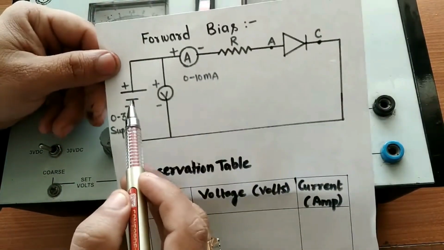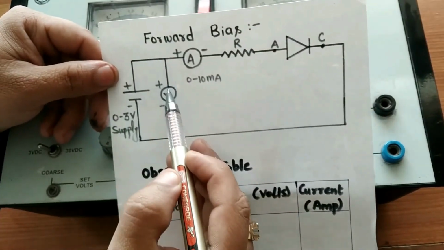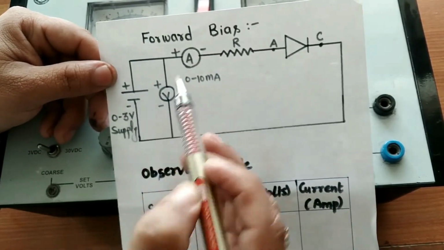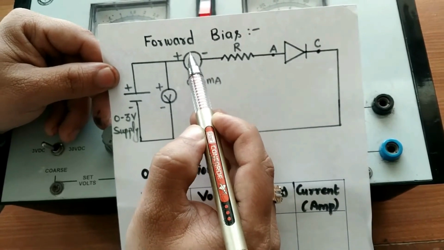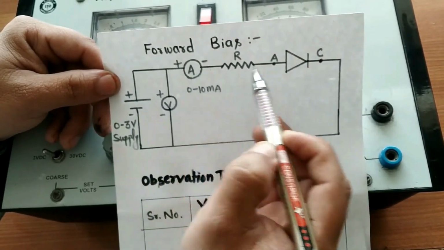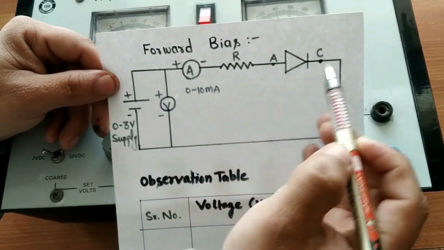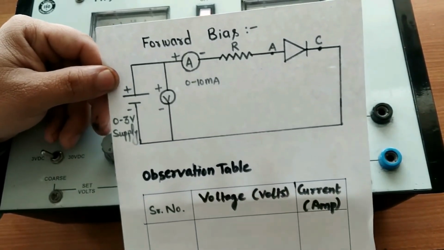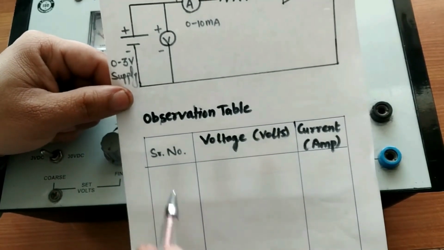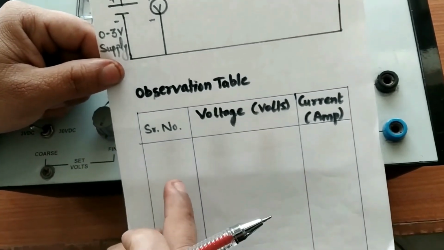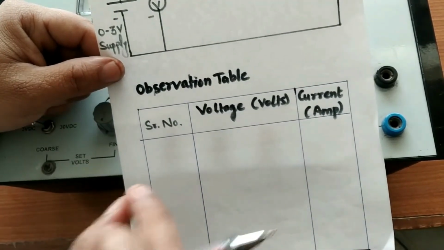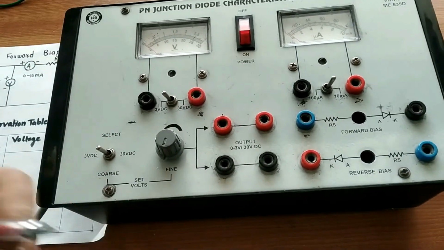For the forward bias condition, we have to connect the voltmeter in parallel to this battery, and we have to connect an ammeter in series with this diode. This will work as your forward bias condition. We will be taking some observations, so as we connect the things, we will observe some readings.